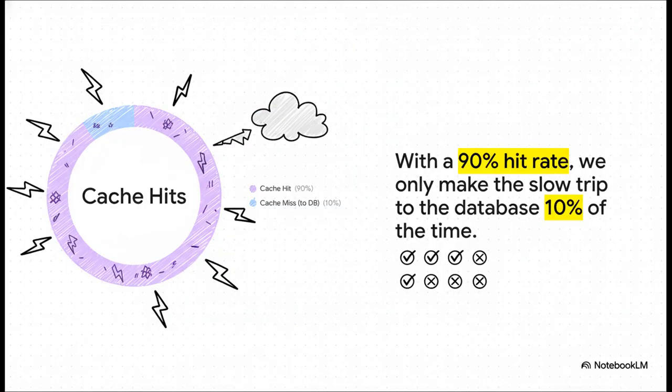And this leads us to this key concept of a cache hit. A hit is when the data you're looking for is already in the cache, waiting for you. And the goal is to get that hit rate as high as possible. So if we can get a 90% hit rate, that means 9 out of 10 times we get that lightning fast 1 millisecond response. We only have to make that slow, painful trip all the way to the database 1 time out of 10. The average speed just skyrockets.